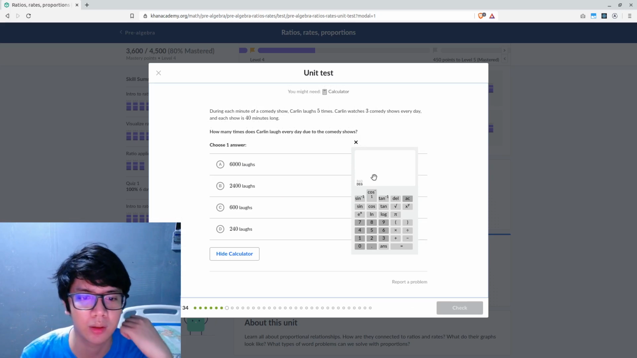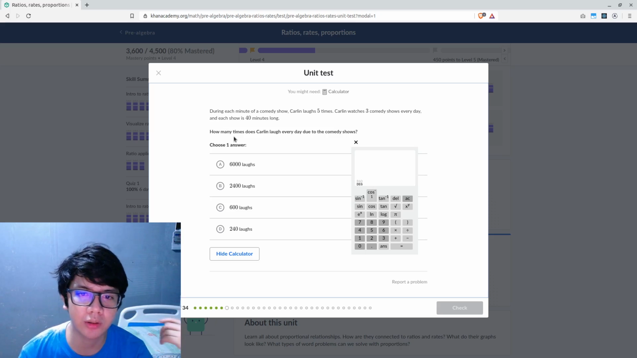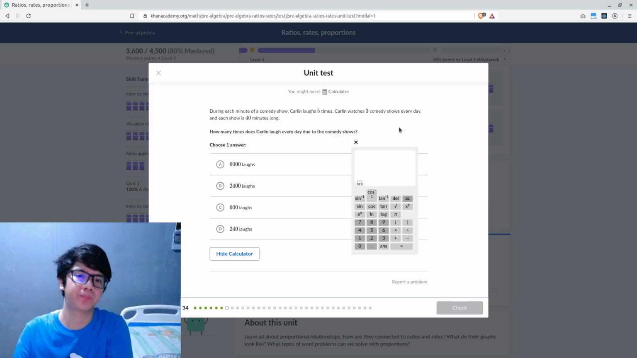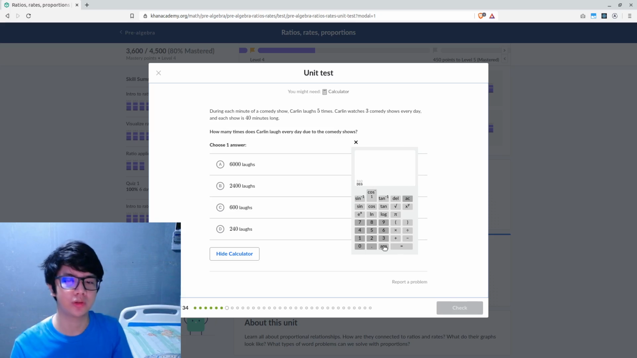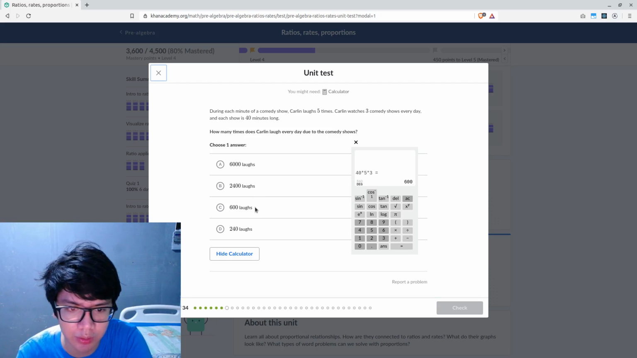Whew. During each minute of her comedy show, Carlin laughs 5 times. Carlin watches 3 comedy shows every day. Each show is 4 minutes long. Okay, so each show is 40 minutes long and 3 or 5. So 40 times 5 times 3. 600 laughs.